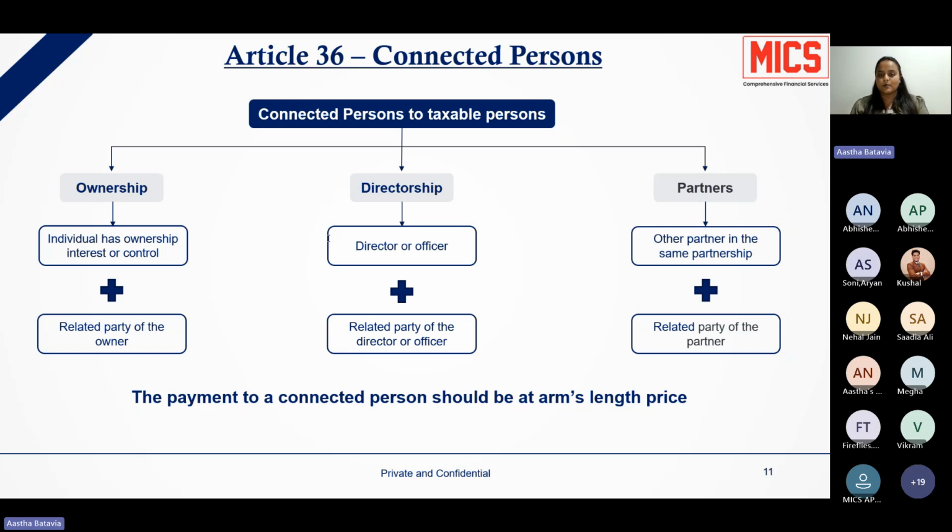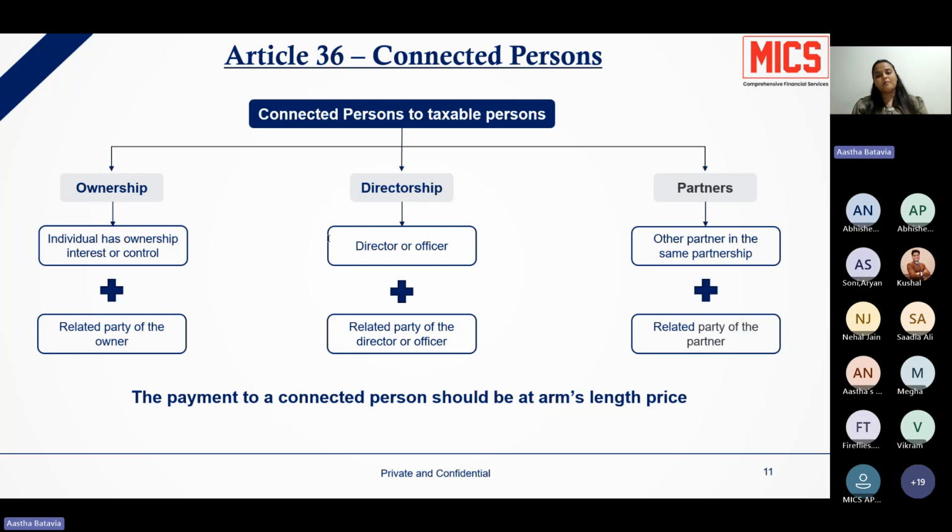Article 36 will apply. All these people will be treated as connected persons. Why? Because Ayan has ownership and control, so his wife is a connected person. His brother, again by degree of kinship, will be a connected person, and he is the director. If he is getting any payment from the company for the services he is providing, it will also be treated as a payment made to a connected person, and it should be at arm's length.